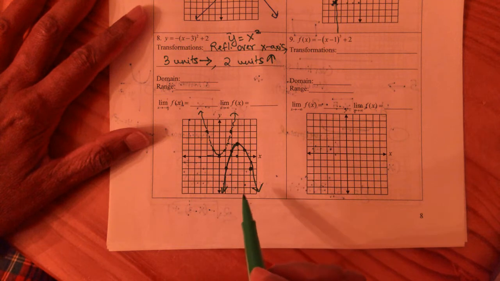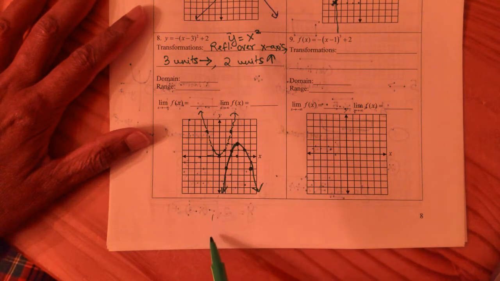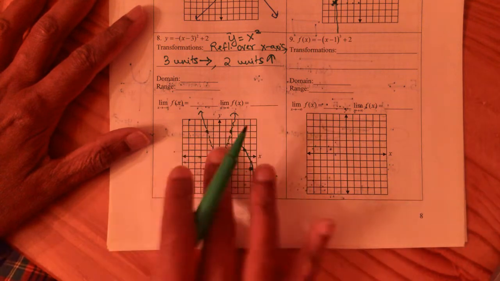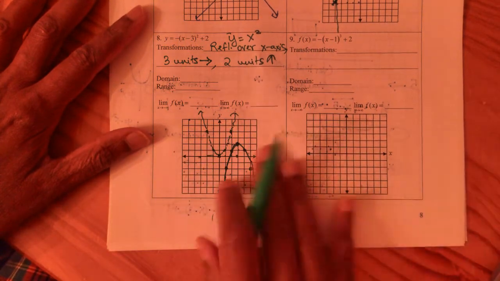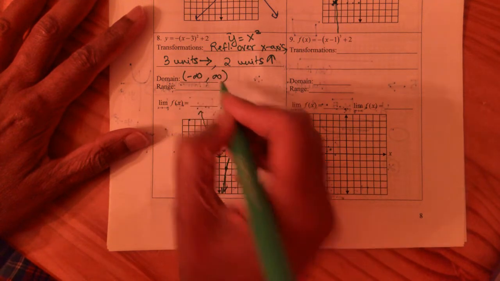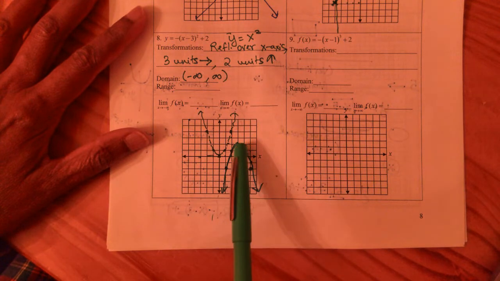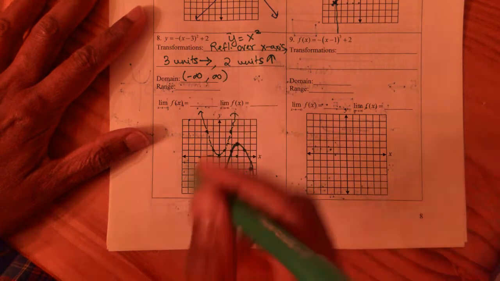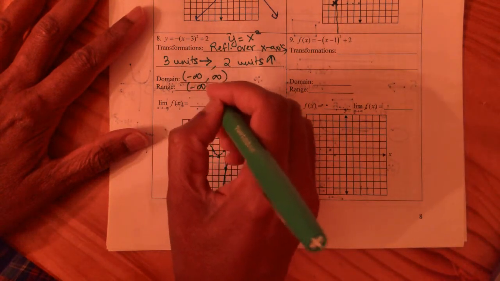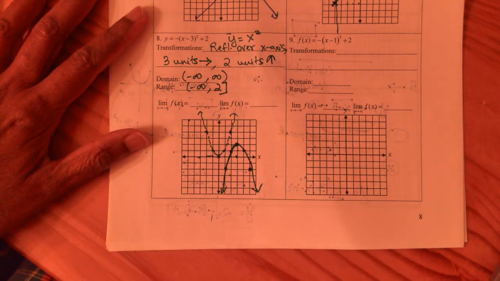Let's go ahead and look at domain and range. So remember, domain, it's going on forever in both directions. Even though it doesn't look like it, it will cover all the negative x values, and it will cover all the positive x values. So it's negative infinity, positive infinity. Let's look at the range. It starts with negative infinity, but it does stop at positive 2. So it starts with negative infinity and stops at 2, and 2 is included, so I put a square bracket.